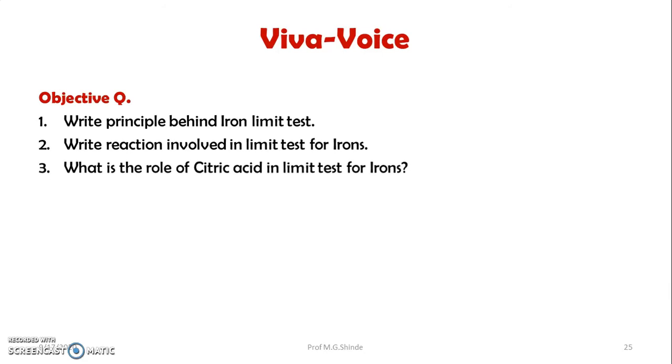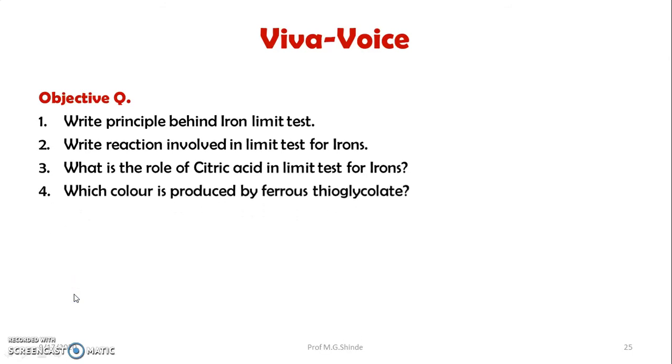Next question is what is the role of citric acid in the limit test for iron? As already we have discussed, citric acid helps the precipitation of iron by ammonia and it forms a complex along with it. Next question is which color is produced by ferrous thioglycolate? We have seen that a pale pinkish to purple color is obtained by this ferrous thioglycolate complex.